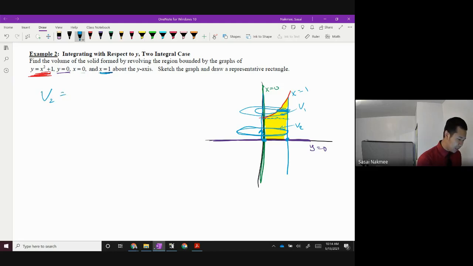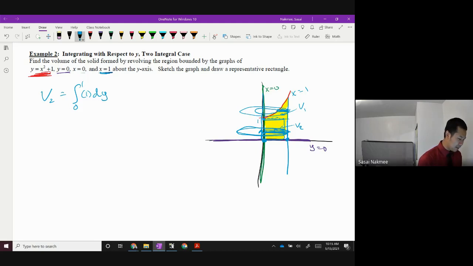To calculate volume 2, it is going to be the integral from 0 to whatever this is, and that is going to be 1. So it goes from 0 to 1 for this block right here. And the radius, going from the y-axis all the way out to here, is just equal to 1. Do you guys see that? It's only equal to 1 because this radius goes out to here, which is just equal to 1. And I'm doing this with respect to y. That's all that is.